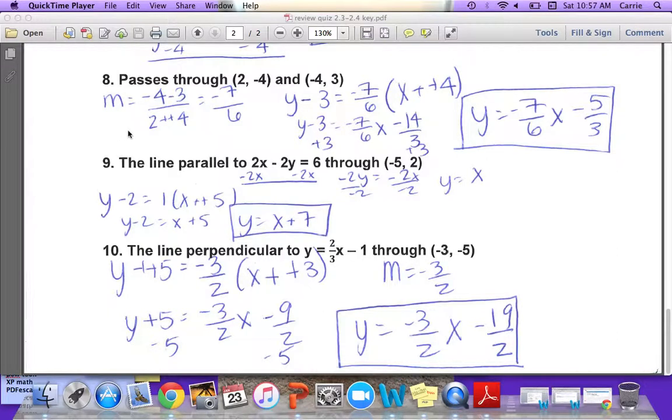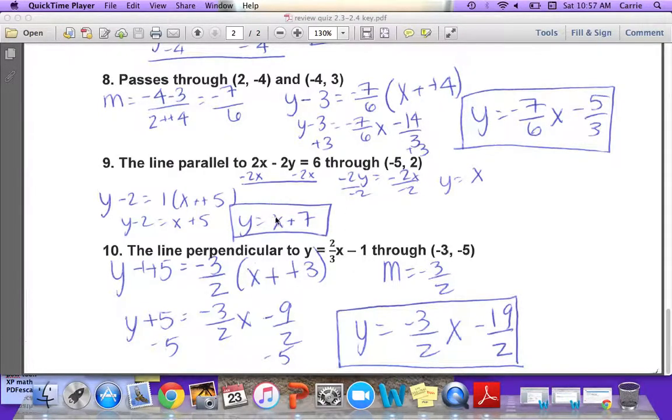For number 8, notice how we have 2 points without a slope. You first have to find your slope using the formula to find slope, the difference of your y's over the difference of your x's. Then plug that into your equation. Plug in one of the points, doesn't matter which one. Solve it out for y.